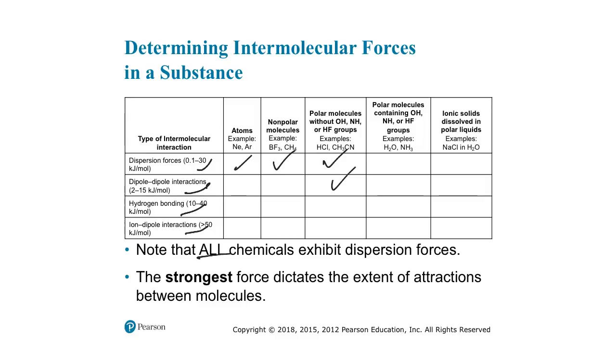The strongest force dictates the extent of the attractions in the molecule. Most of the time you'll look at the strongest force to determine the property of a substance. A polar molecule should have a relatively higher dipole moment compared to a similar size molecule with just dispersion forces. Then let's look at a polar molecule that has OH, NH, or FH groups on the molecule, like water, NH3, HF, methanol, ethanol.